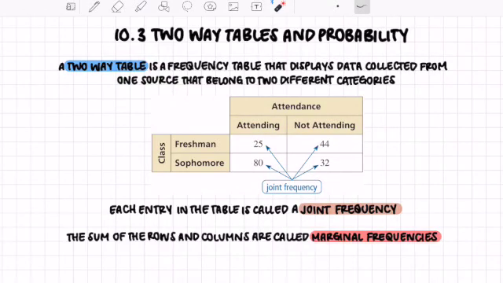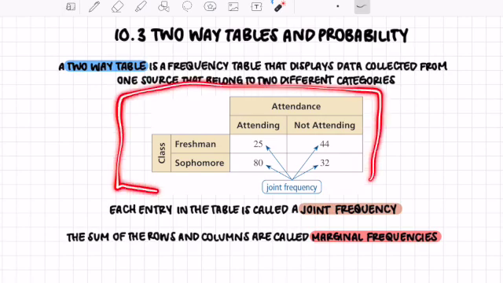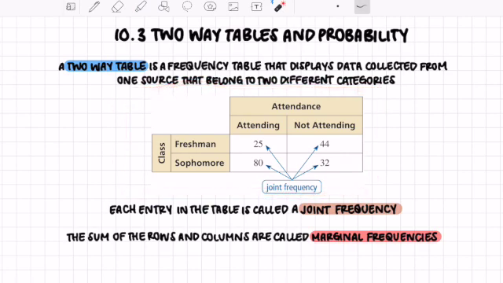Hi guys, so today we're going to be looking at chapter 10 section 3 on two-way tables and probability. So let's look at a two-way table. A two-way table is a frequency table that displays data collected from one source that belongs to two different categories. So right here is an image of a two-way table.